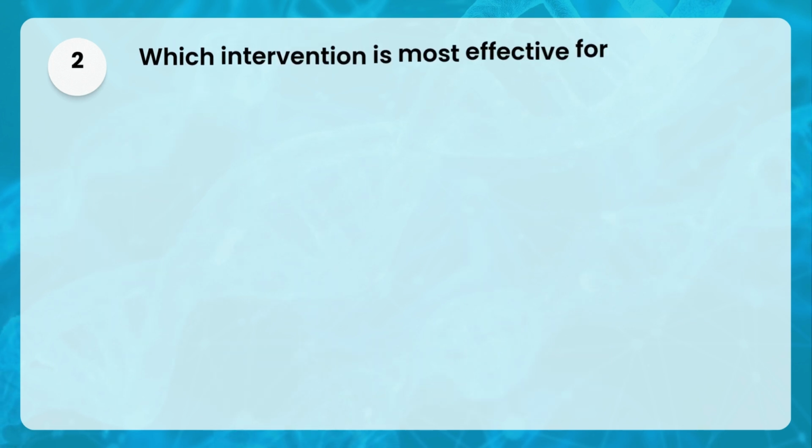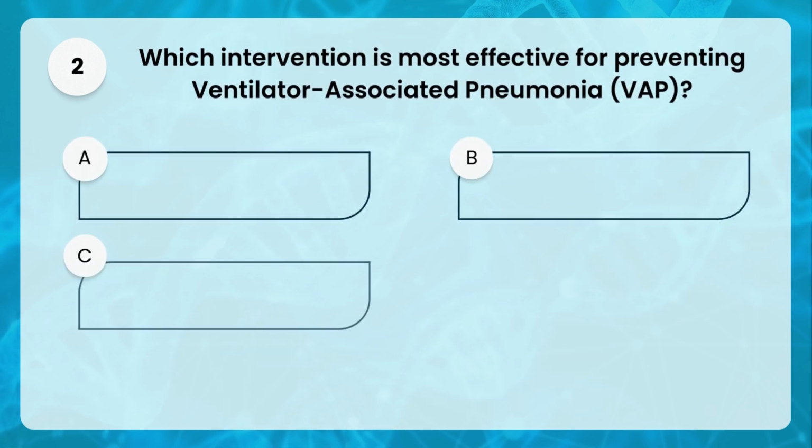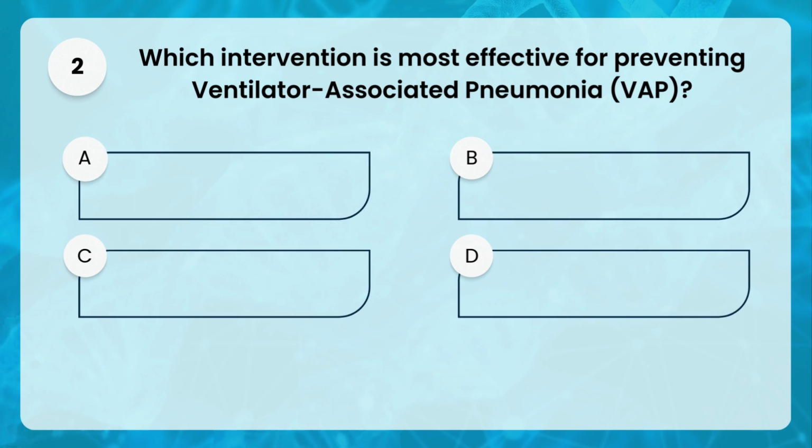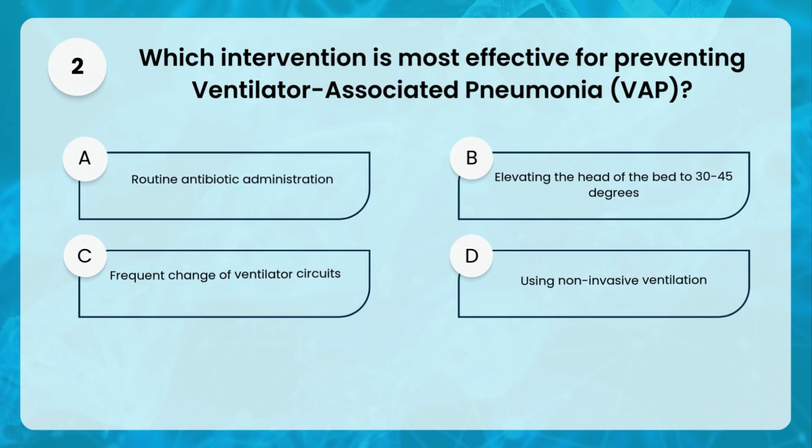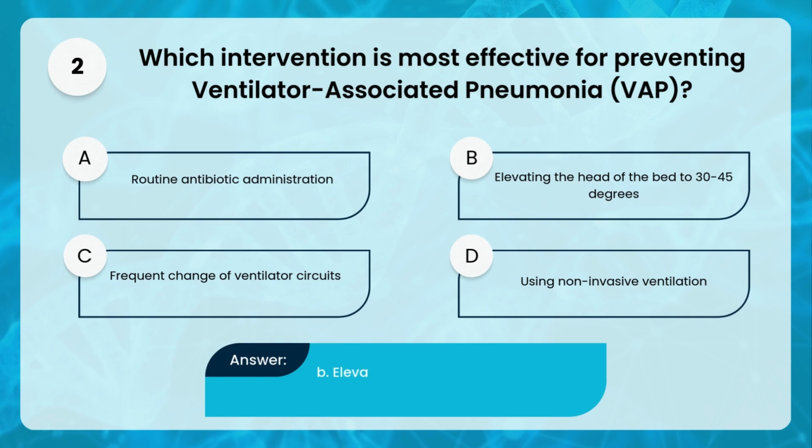Number 2. Which intervention is the most effective for preventing ventilator-associated pneumonia, VAP? A. Routine antibiotic administration. B. Elevating the head of the bed to 30 to 45 degrees. C. Frequent change of ventilator circuits. Or D. Using non-invasive ventilation. The answer is B. Elevating the head of the bed to 30 to 45 degrees.